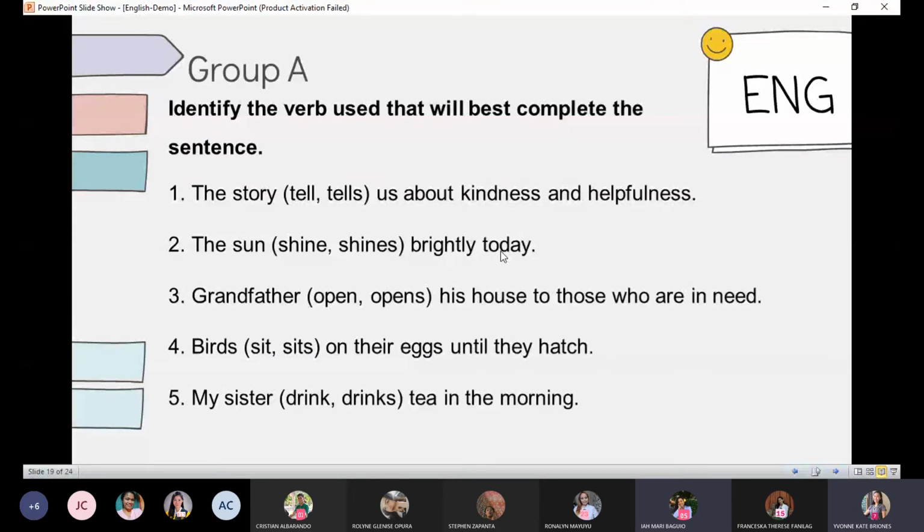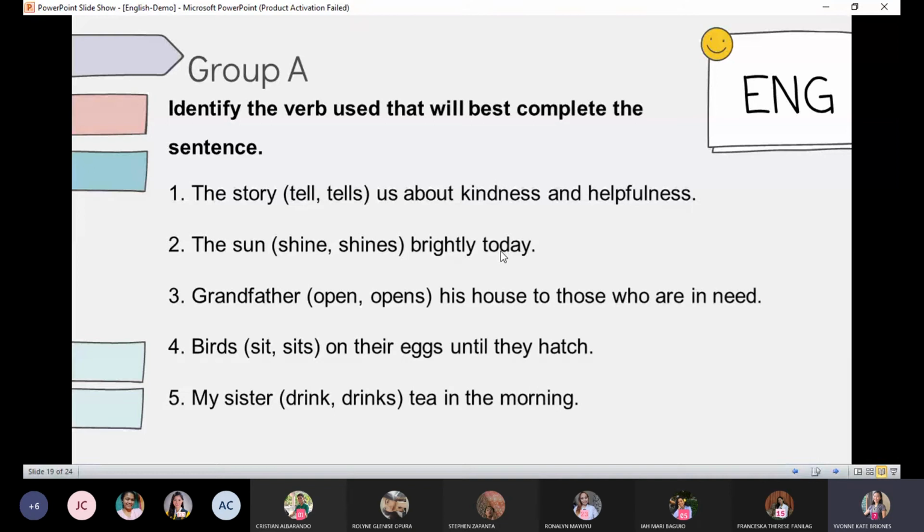Number one, the story tells us about kindness and helpfulness. Our answer is tells. Number two, the sunshine shines brightly today. Our answer is shines. Number three, grandfather opens his house to those who are in need. Our answer is opens. Number four, birds sit on their eggs until they hatch. Our answer is sit. Number five, my sister drinks tea in the morning. Our answer is drinks. That's all, teacher. Okay, thank you so much, group A.